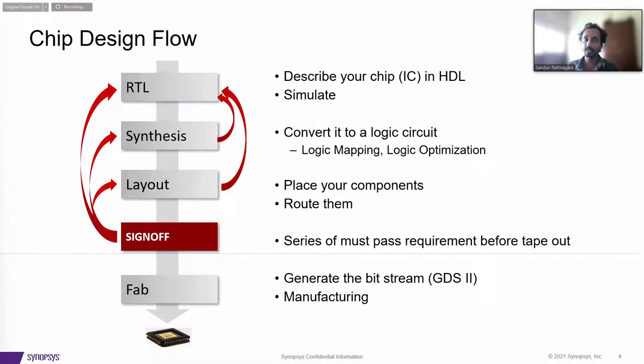In each stage, there are several checklists. If it fails, it reiterates to the previous stage. So it comes back again. So this is how the chip design flow happens. These reiterations are very costly. So that's how EDA software tools come into place.